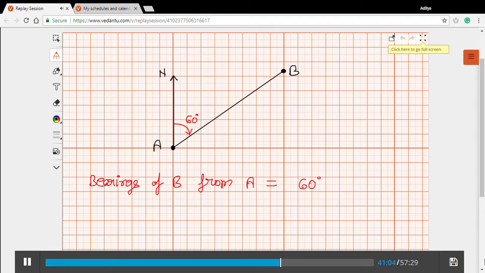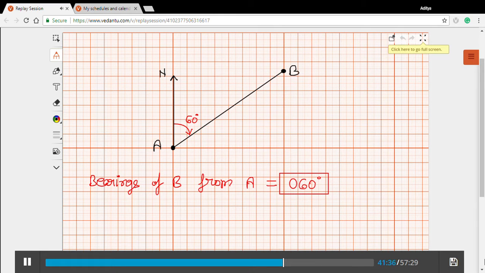So it seems all correct, everything is okay, I think. But there is still a minute error. The bearings are represented always in three figures, right? I haven't used the third figure, so you have to write 0 before 60. So that was a mistake. This is the exact answer we have to write: 060°.